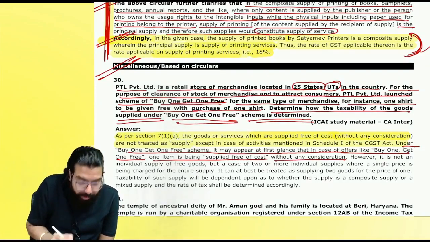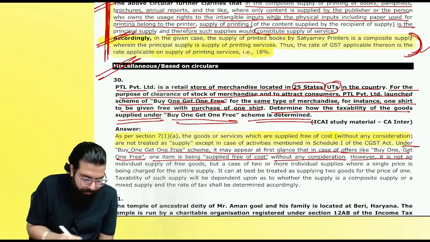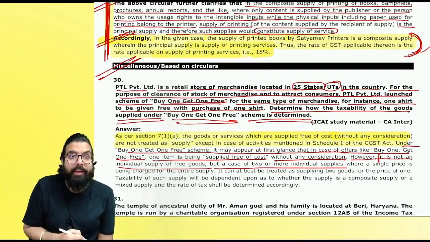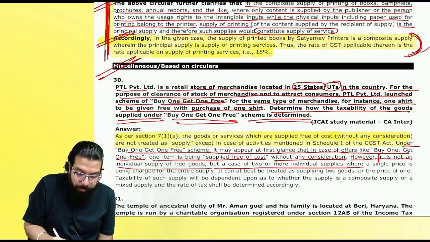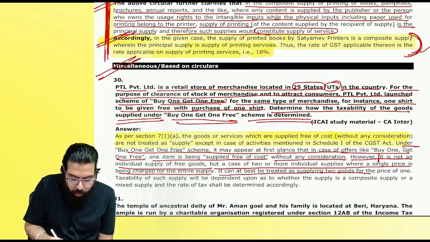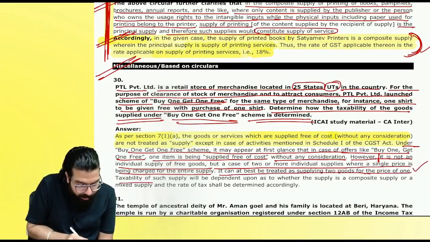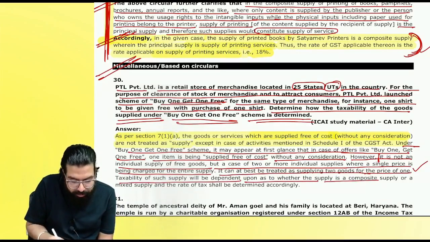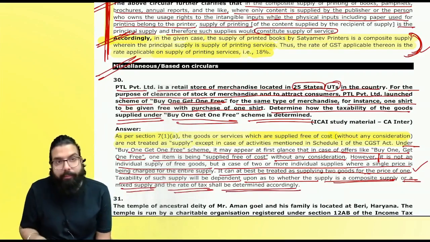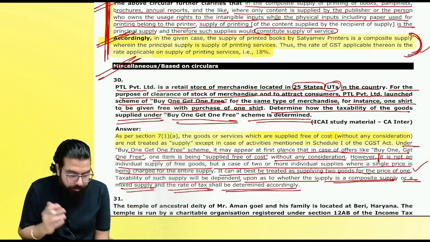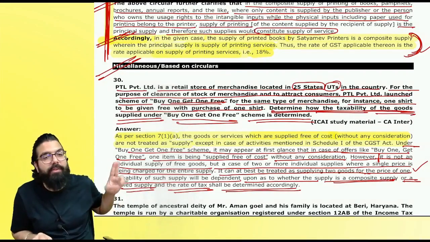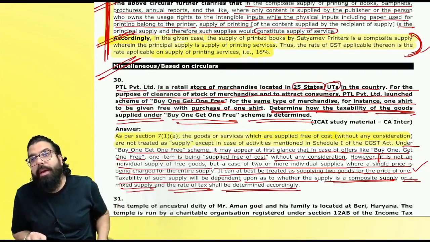Next. Without any consideration. However, it is not an individual supply, but a case of two or more individual supplies which are supplied for a single price. Correct or not? It can be treated as two goods for the price of one. Taxability of such supply will depend on whether the supply is composite or mixed, and the rate of tax shall accordingly be determined. What will you see over here? They are telling you to determine the taxability. Now tell me one thing, two individual supplies supplied for a single price, what will it be? It will be a mixed supply.